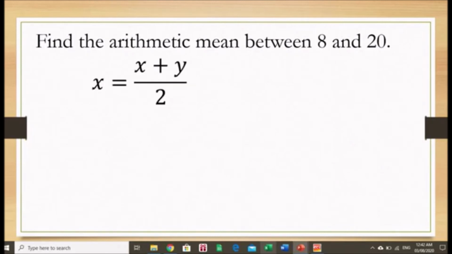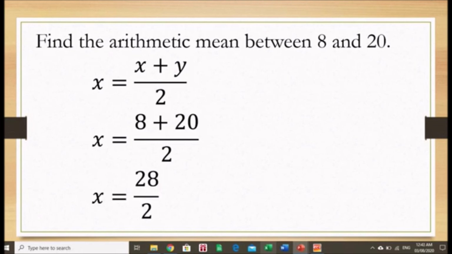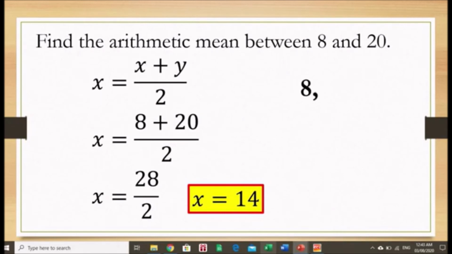So we have this formula. I'm just going to add the two given terms and then divide it by 2. So we have 8 plus 20 is 28, divided by 2 is 14. So we can have this sequence: 8, followed by 14 and 20, because 14 is the arithmetic mean between 8 and 20.